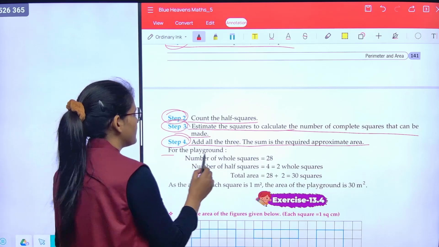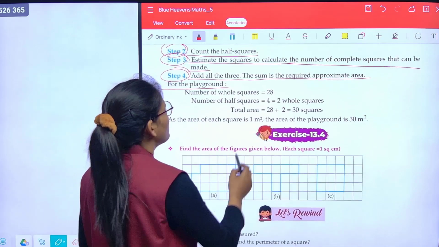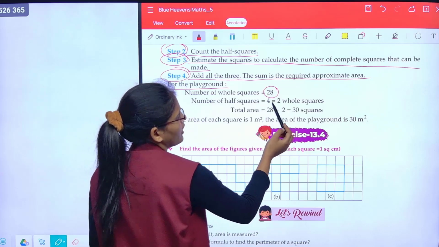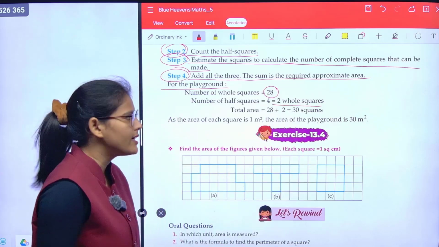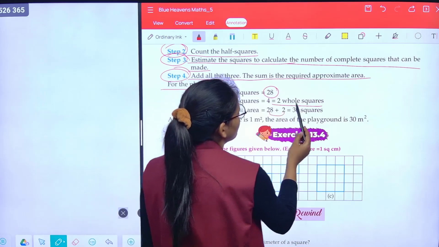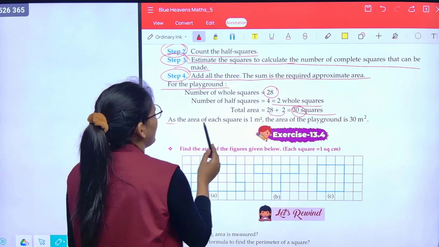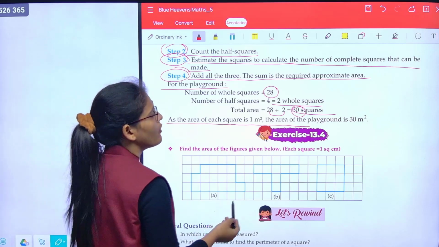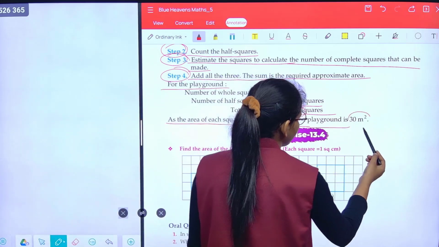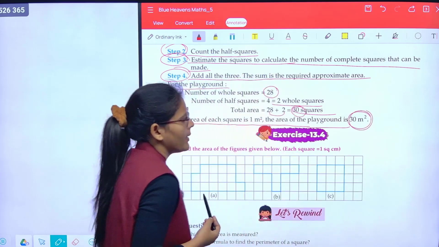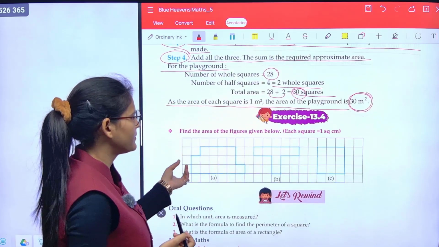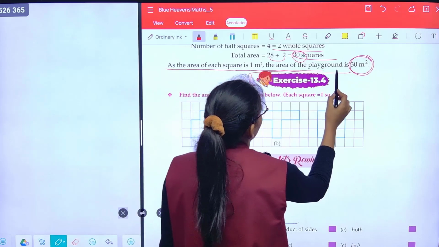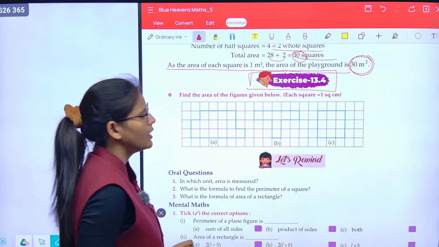Now for the playground, number of whole squares is 28, number of half squares is 4. 4 half squares means 2 whole squares, so total area is 28 plus 2, 30. The area of each square is 1 meter square. The area of the playground is 30 meter square. Understand class?